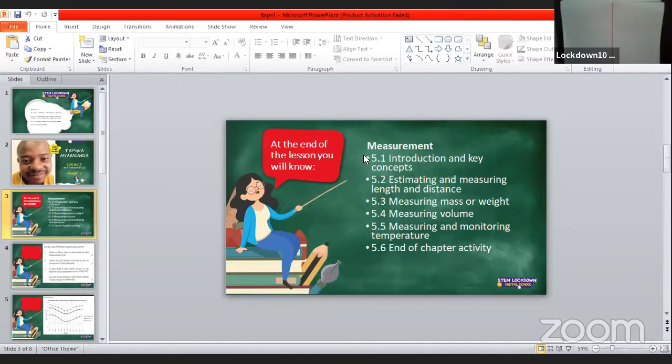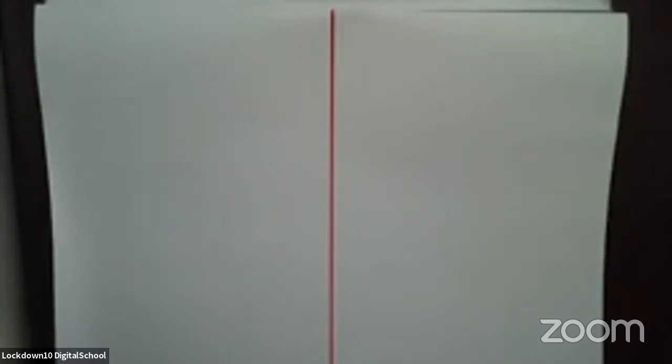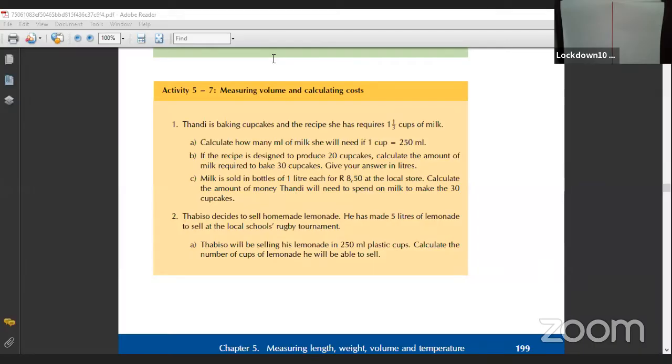But before we look at that, I want to do a recap on measuring volume, since that is what we have been doing. The question deals with measuring volume and calculating cost. This is important: for example, if you want to bake a cake, you need to know the cost of the amount of requirements you are going to use. So this is very important for us to look at.